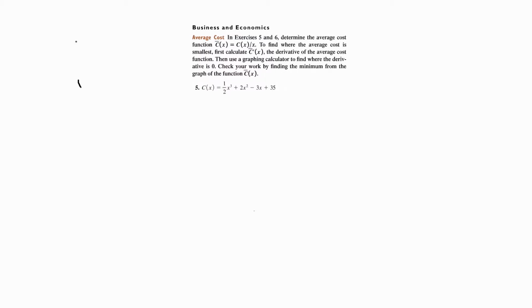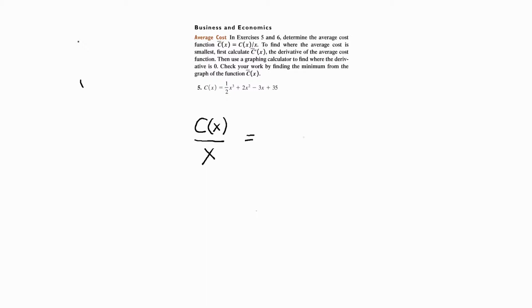Hello. So I want to do this question here. We have this situation where this is the cost function, and what we're trying to do is minimize the average cost. So first we write down what the average cost is. If we take the number of items we make, C of x, and divide by x, that's the average cost to make each item.